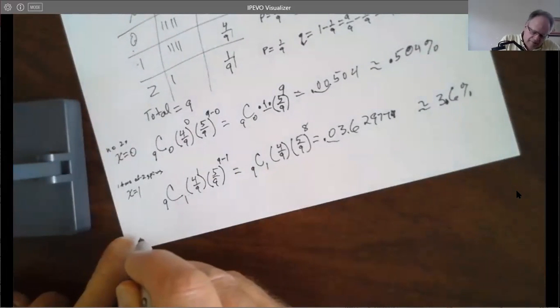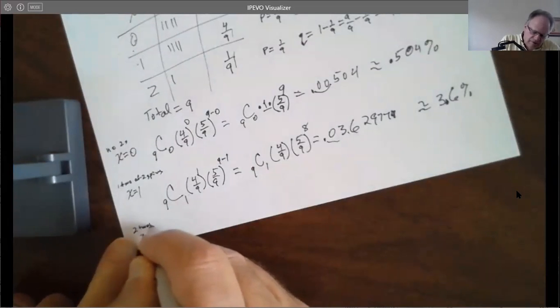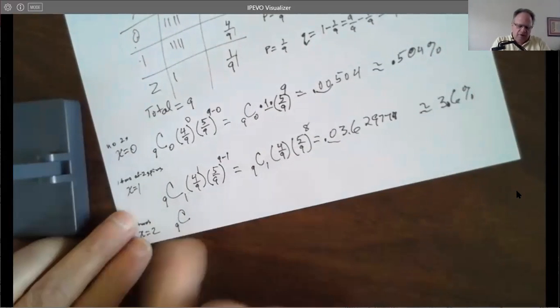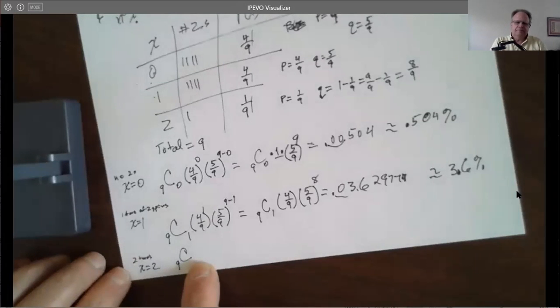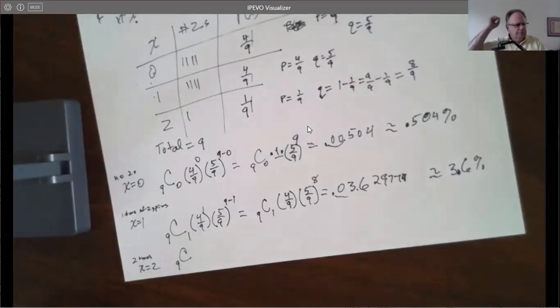Okay, one more. X equal to 2. That means we get 2 twos on 2 spins. So that'll be a combination of 9. What's going to go here for x this time? If we have to leave, we'll just come back and use the same link that you came in on the first time. All right. So we're just going to keep going until we run out of time, and then we'll just re-enter. Okay, does everybody understand that?